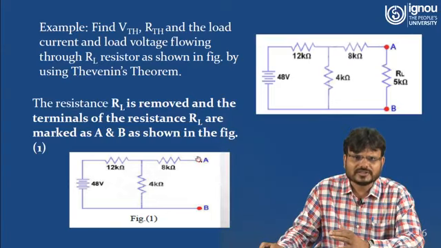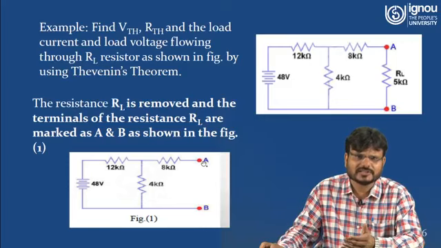Whatever the voltage across AB is, it will be the VTH, or you can say the Thevenin voltage, because it is an open circuit. So whatever voltage you calculate across the terminals A and B will be termed the Thevenin voltage.